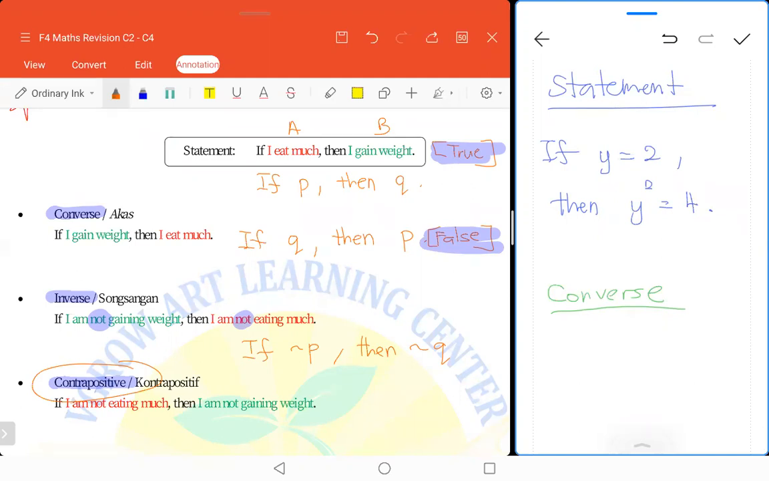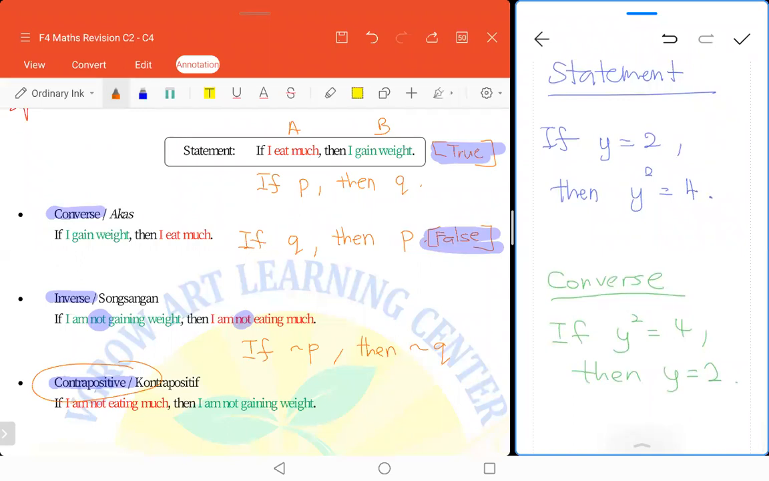Don't type okay for me. Type in the answer for me. Okay. So if y equal to 2, then y square equal to 4. So the answer will be, if y square equal to 4, then y equal to 2. Okay. Statement, converse. SC, IC.